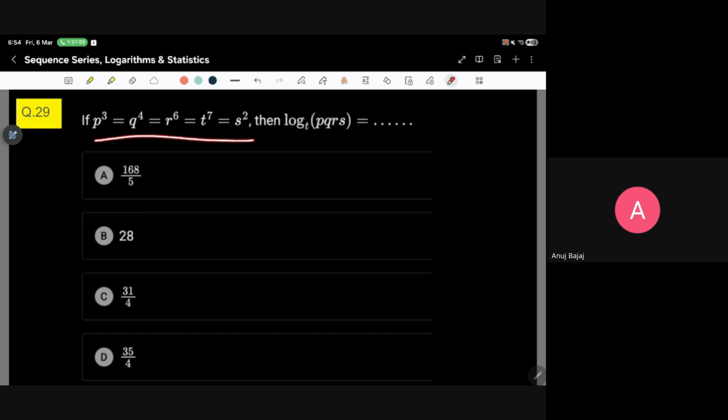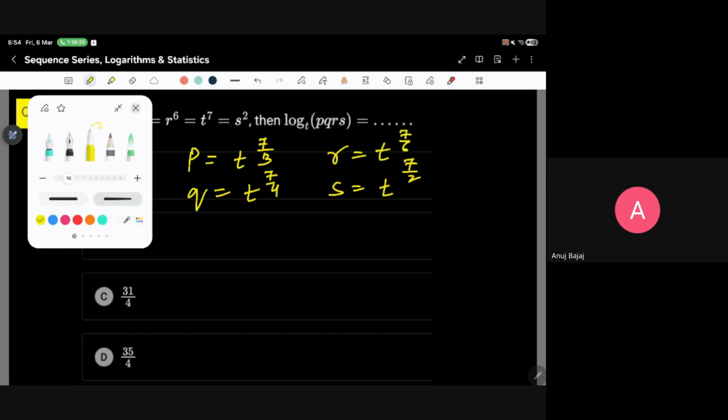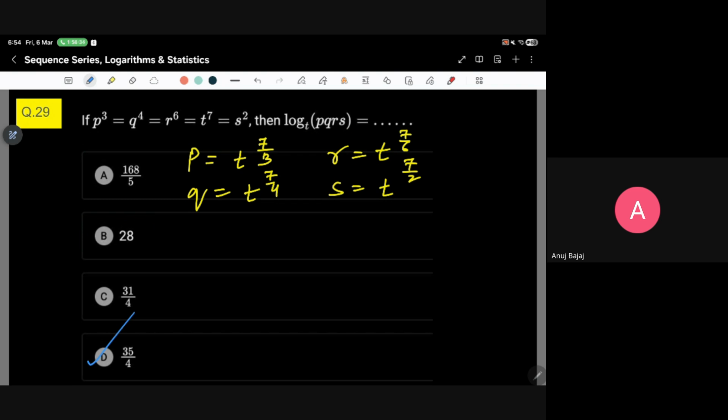This is a similar kind of question, that a to the power 4, b to the power 5 thing. So convert everything into t. So p will be t to the power 7 by 3, q will be t to the power 7 by 4, and s will be t to the power 7 by 2. Just substitute these values so it will come out in the form of t. Then there is only calculation left, which when you solve, you will get option D as the value. Yes, any doubt here in this part? This is the main thing which we have to think.